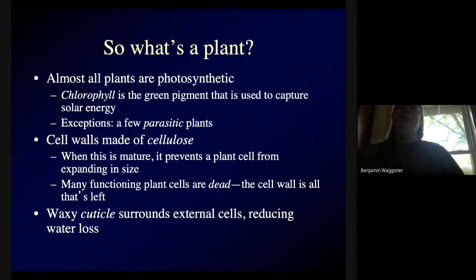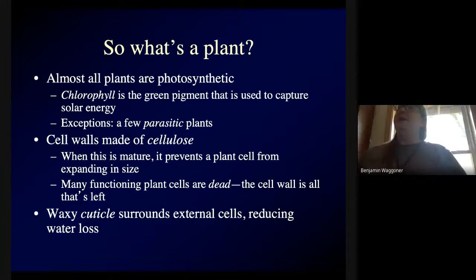And many functioning cells in a plant are actually dead when they're mature. The cell grows a cell wall and then dies, and all that's left is this empty cell wall. That sounds odd, but almost all of a tree is dead. The wood inside the inner bark is made up of cells that are dead, and yet they're functional because those empty cell walls act as long pipes that can carry water from the roots to the rest of the tree. We'll look at that in a little more detail in just a bit.